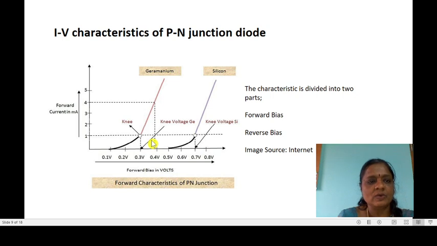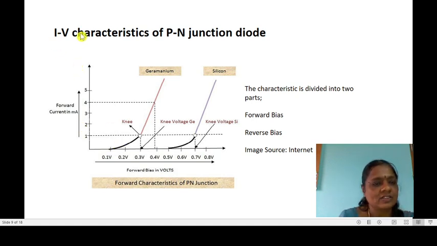Before concluding this IV characteristics, let us revise once again. What do you mean by IV characteristics? Here we are studying the voltage and current responses of the PN junction diode.